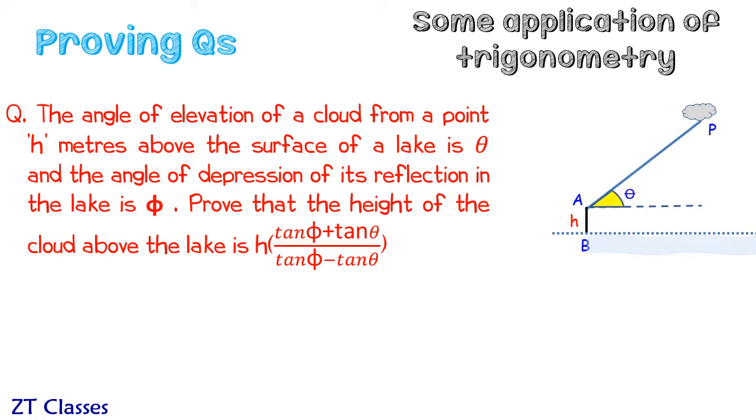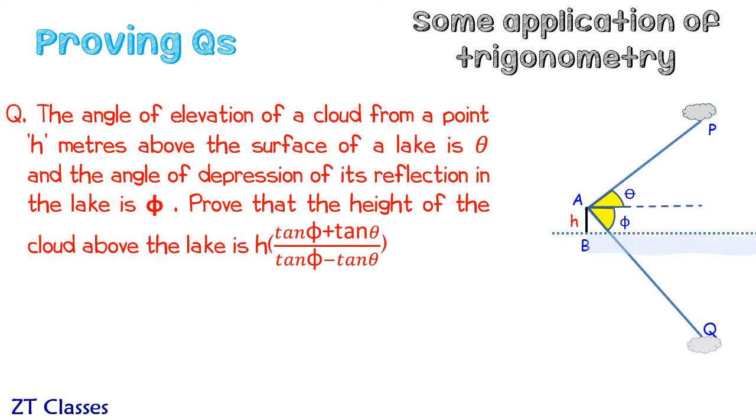And the second part is the angle of depression of its reflection in the lake. So the reflection of the cloud is there, and this is the angle of depression from the same point A. So we'll draw the angle of depression. This is the line joining it, and phi is the angle of depression which is given.